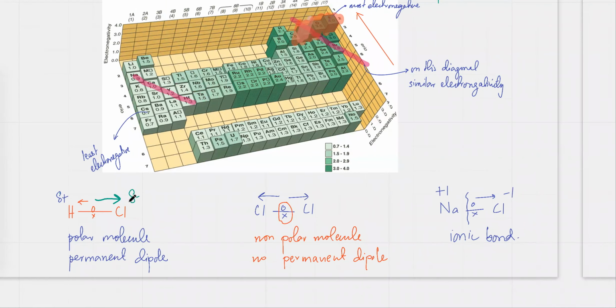So the electrons would be slightly closer to Cl. It's going to have a stronger attraction. The elements that are in the corner of the periodic table, they're the ones that are very, very polar. On the other hand, if both atoms try to pull electrons equally, the molecule will be non-polar because the electrons are going to stay right in the middle.